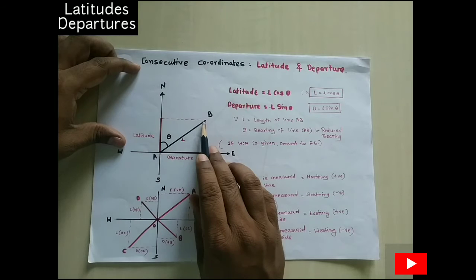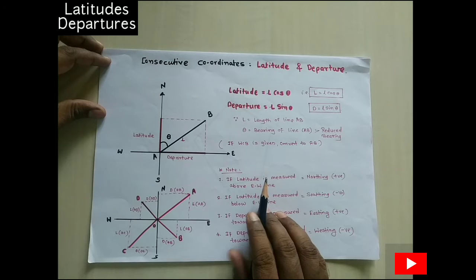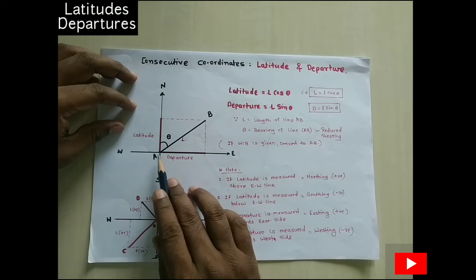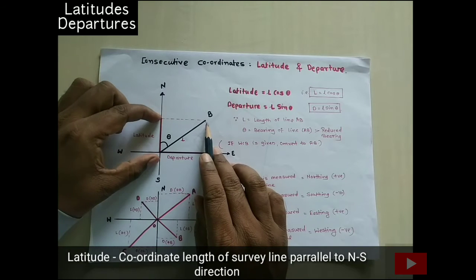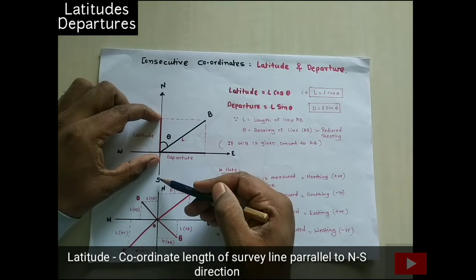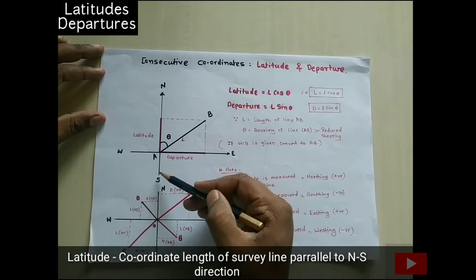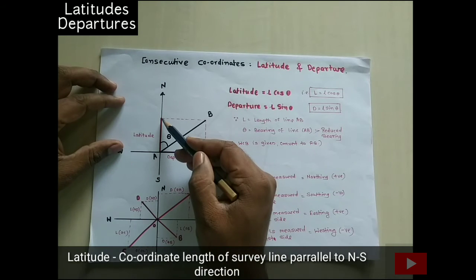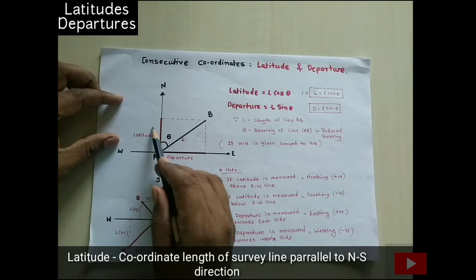So here, with reference to this survey line, what is the meaning of latitude? Latitude, the definition is the coordinate length of the survey line which is parallel to the reference meridian or north south side. This is a meridian or north south side, and the coordinate length parallel to this reference is known as latitude.